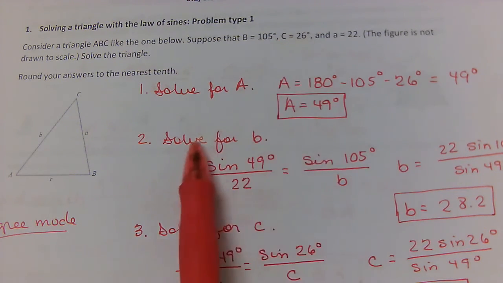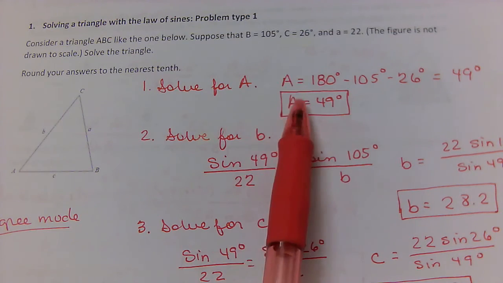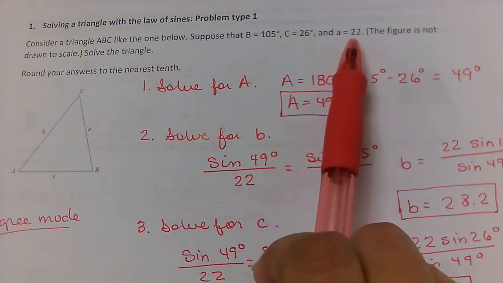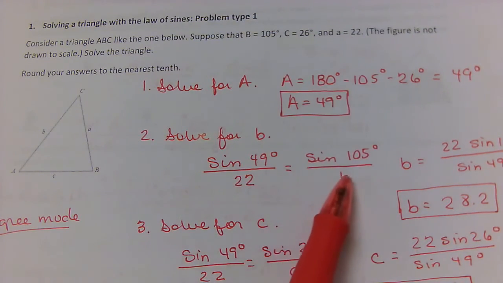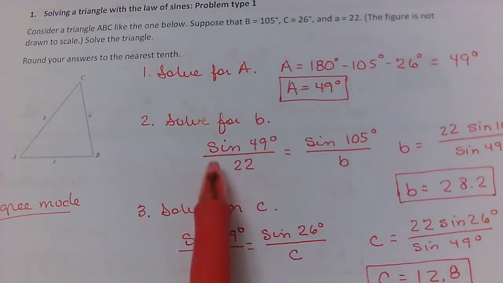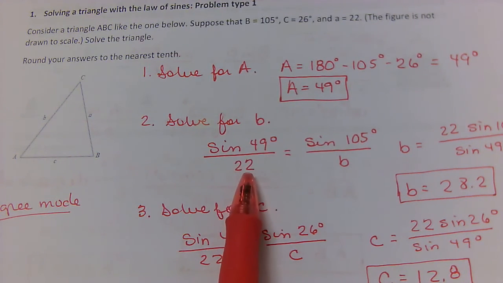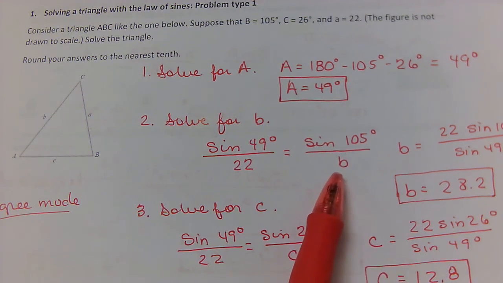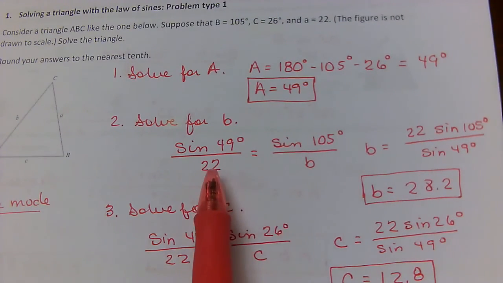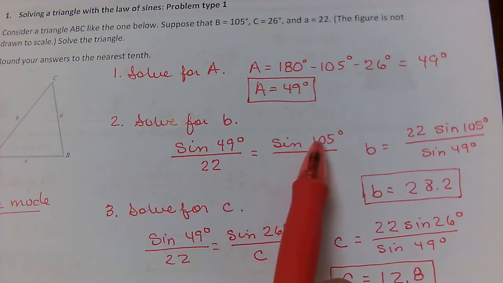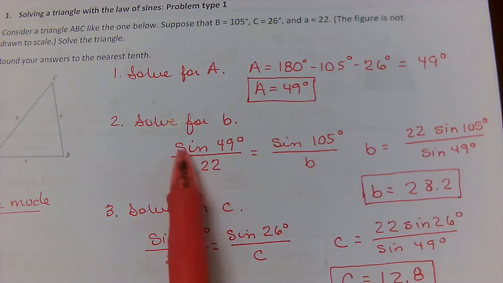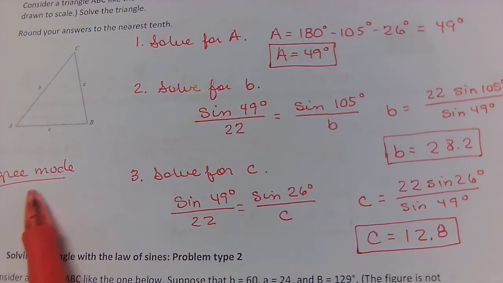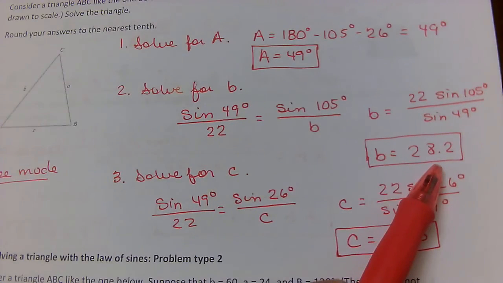Then I'm going to go ahead and solve for little b, and I'm using the law of sines. Once I have that complete ratio, which is sine of A divided by little a, then I can go ahead and solve for little b because I have angle B. So I did sine of 49 over 22 is equal to sine of 105 divided by little b. I use the bat and ball method, which is the 22 times sine 105. Divide that all by sine of 49 degrees.